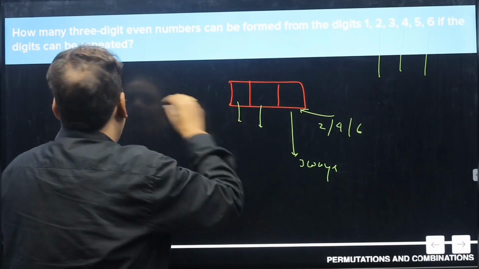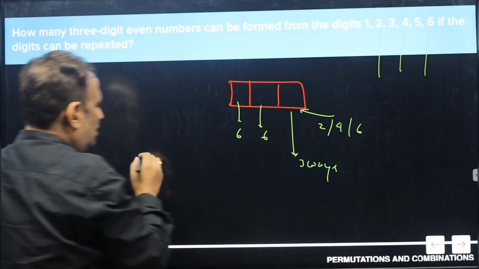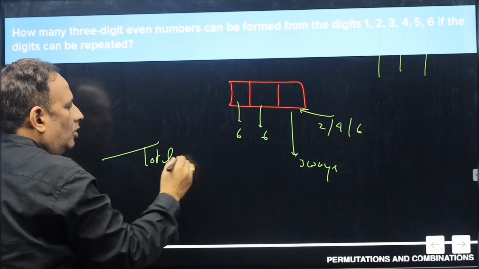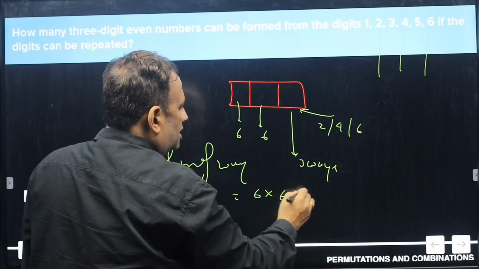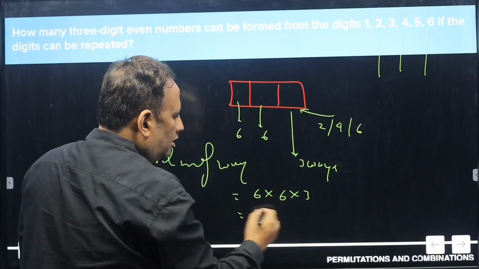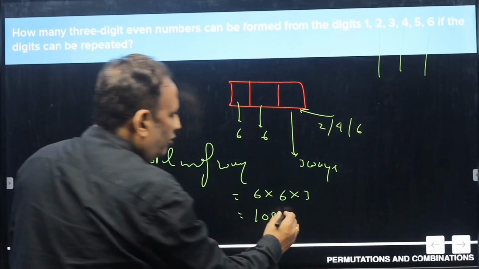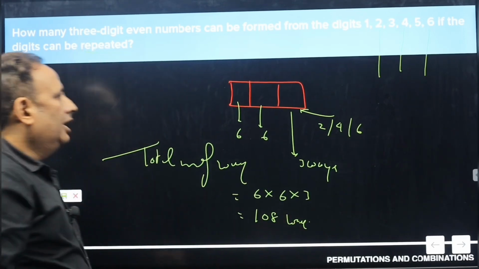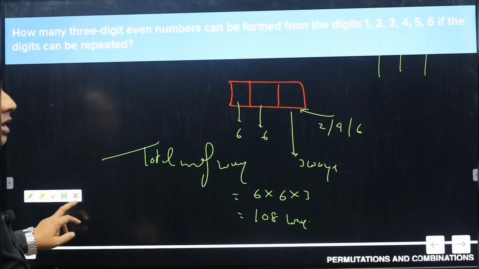And for the rest of the places, as repetition is there, 6 ways and 6 ways. So the total number of ways is 6 into 6 into 3, that is 36 into 3, that is 108. This is the total number of ways. Now let's go for another question. Is it okay? Hope so, it's clear.